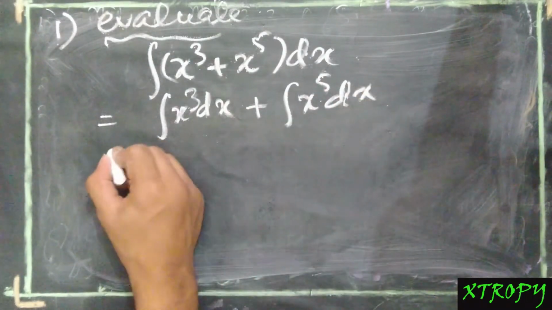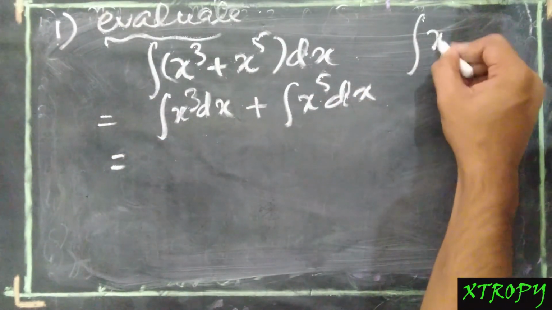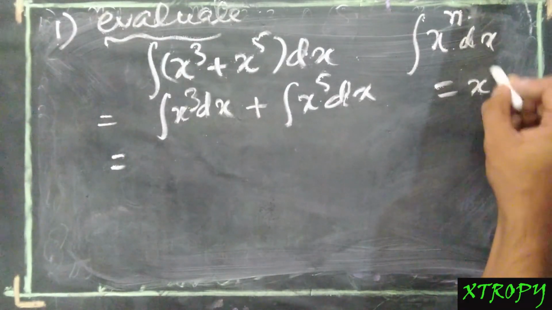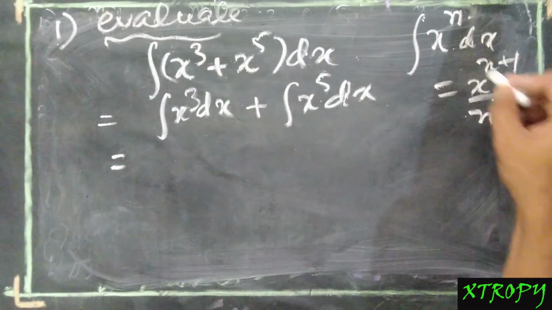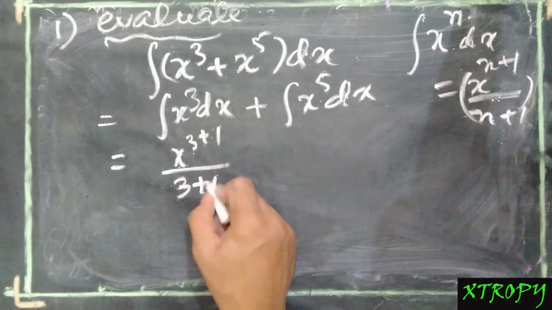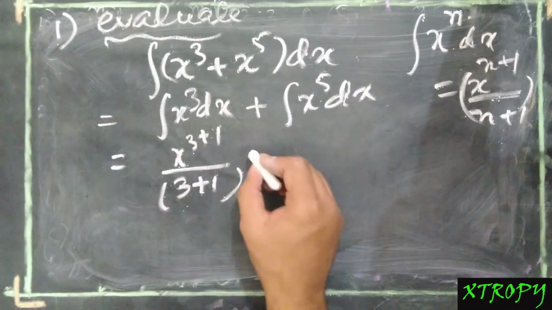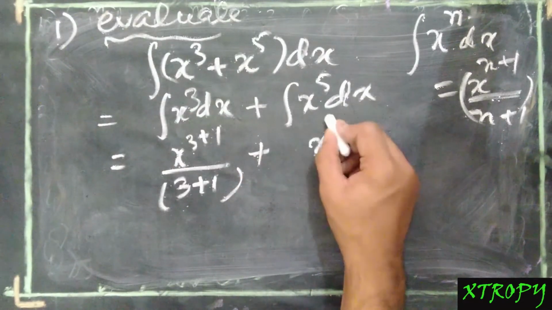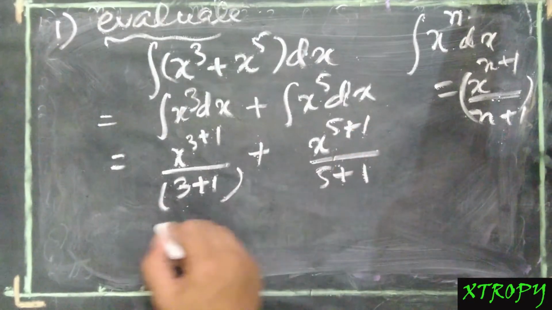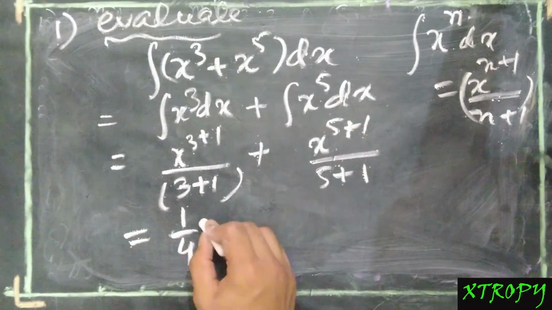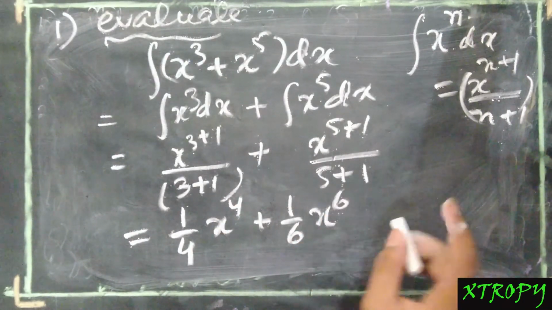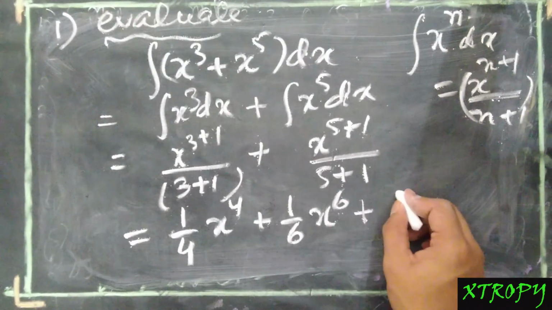We have just seen that the integration of x power n with respect to x is x to the power n plus 1 by n plus 1. So x power 3 plus 1 by 3 plus 1. Remember to divide this. This is actually a common mistake everyone makes. Now x to the power 5 plus 1 by 5 plus 1, equals 1 by 4 x to the power 4 plus 1 by 6 x to the power 6, and the most important thing, you need to add an arbitrary constant to it. So this is your final result.